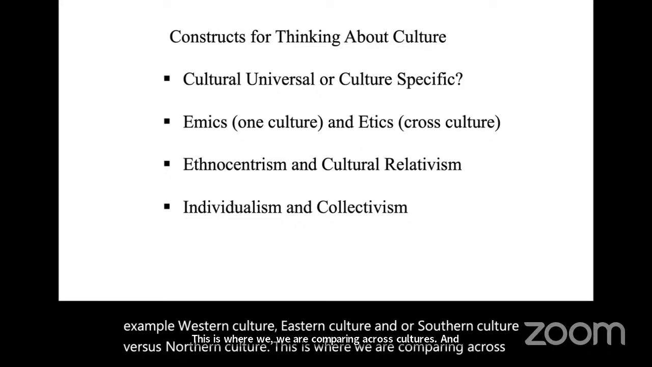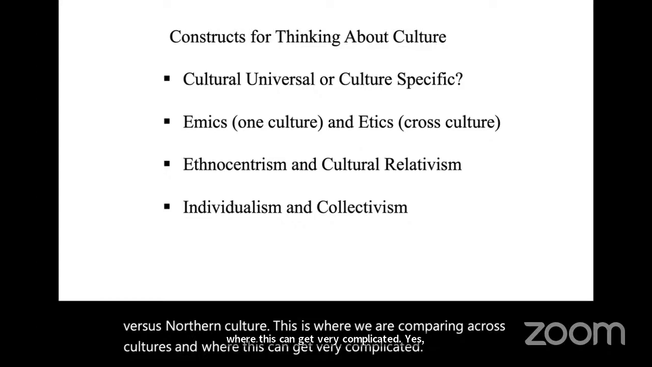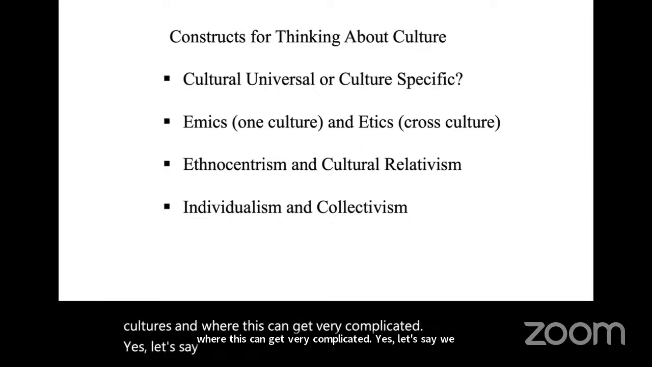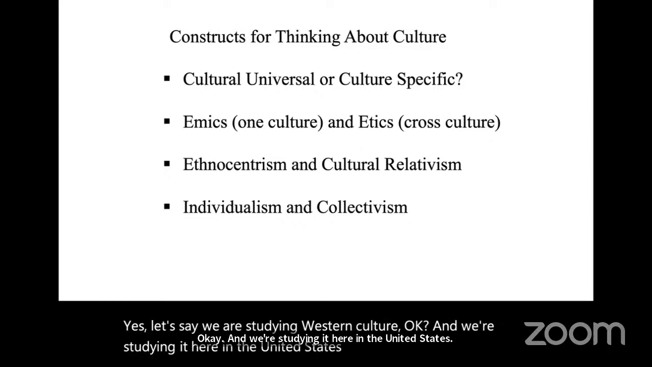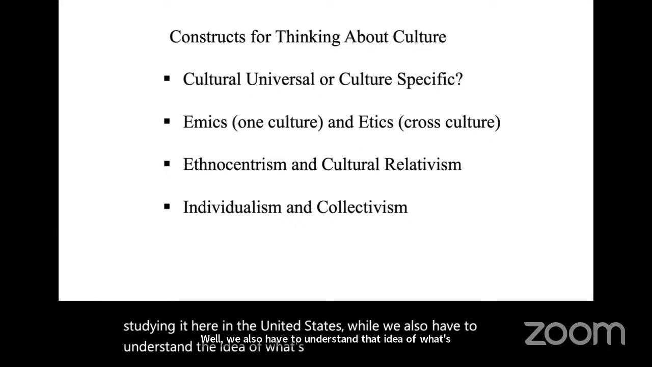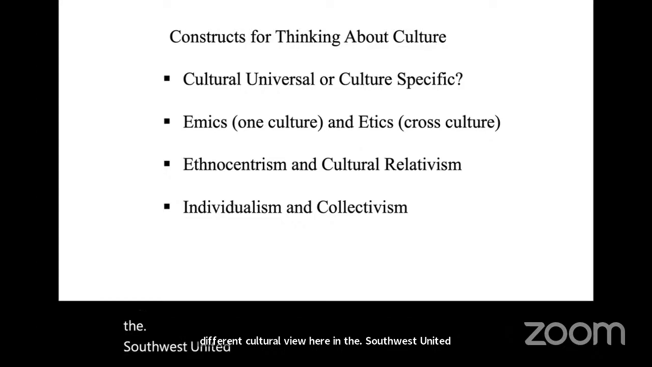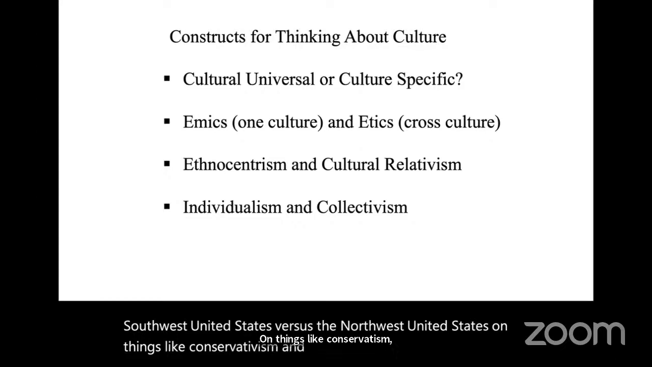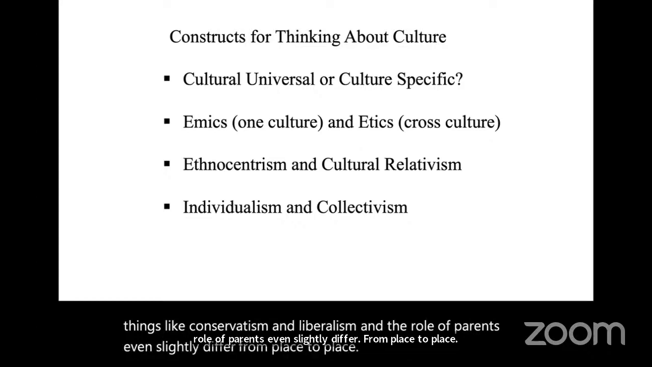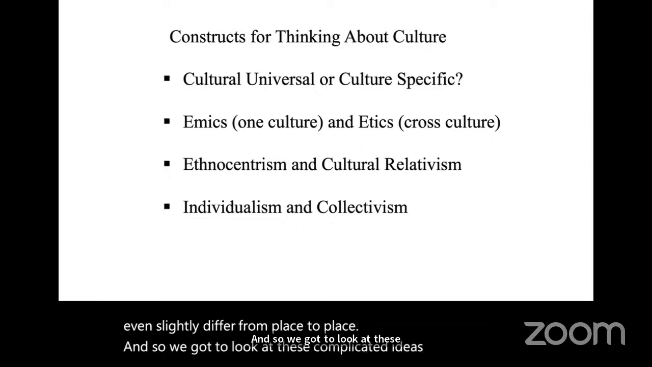And where this can get very complicated is, let's say we are studying Western culture, okay? And we're studying it here in the United States. Well, we also have to understand the idea of what's called regional cultures, okay? So, for example, individuals have a different cultural view here in the Southwest United States versus the Northwest United States on things like conservatism and liberalism, and the role of parents even slightly differ from place to place. And so we got to look at these complicated ideas even when we're just studying the emics of it.